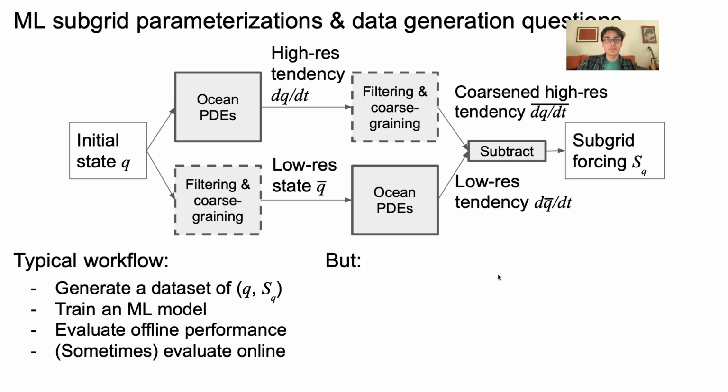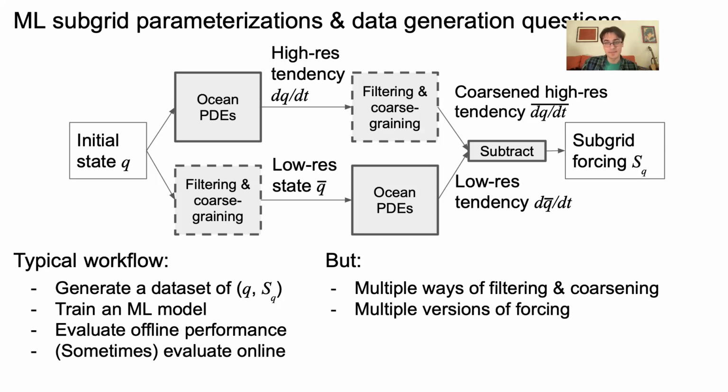But in any case, there are a few ambiguities that I'm sure all of us who have worked on this have encountered. There are many different ways of filtering and coarse graining your high resolution states or your tendencies. I guess you could do a different method for each version, and those lead to very different forcings. You can also use different numerical methods to compute the forcing. And you can do it in terms of different state variables. You can compute the forcing in some simulations with regard to velocity or potential vorticity or other variables, which may redundantly encode the same state. And you can use those different state variables as inputs to the machine learning model as well.